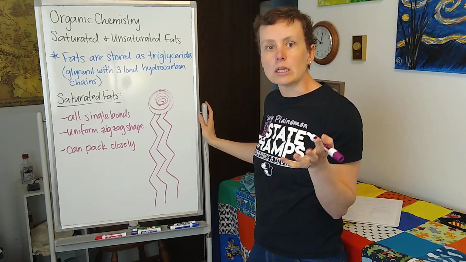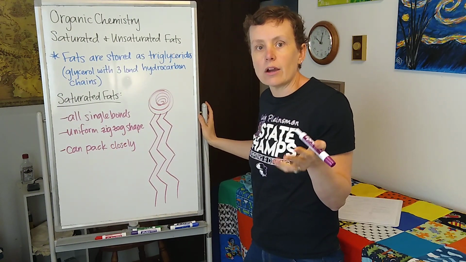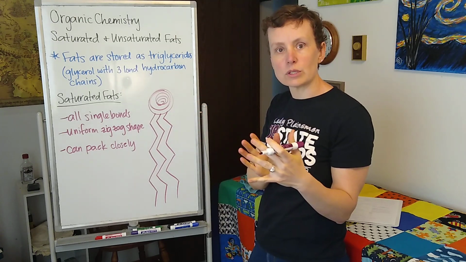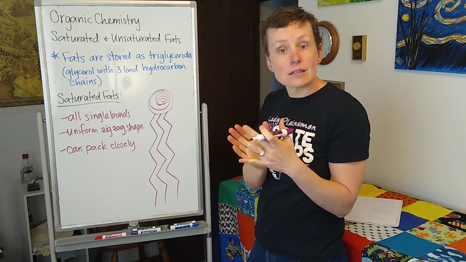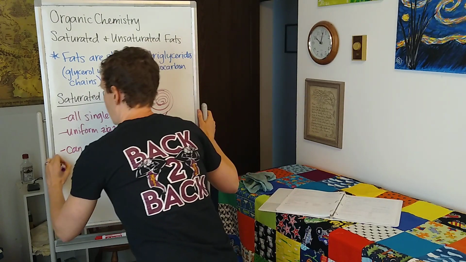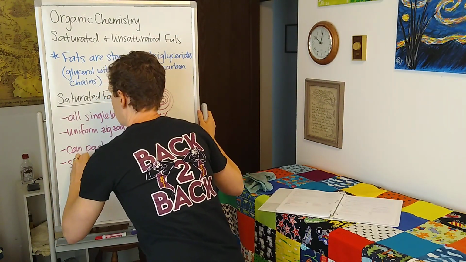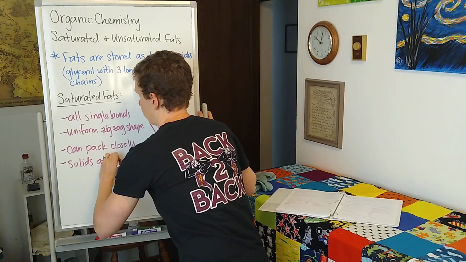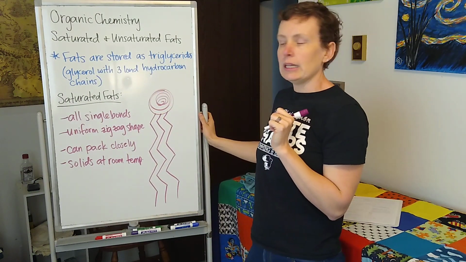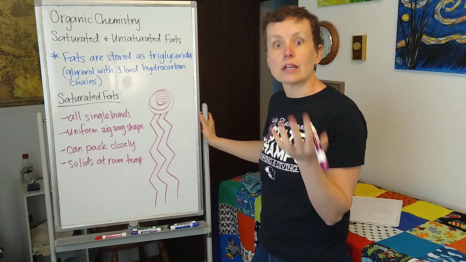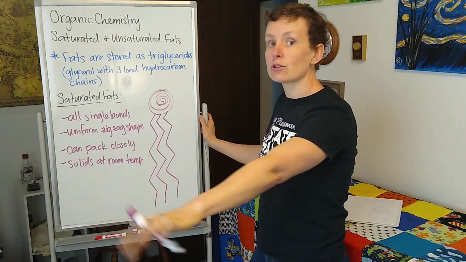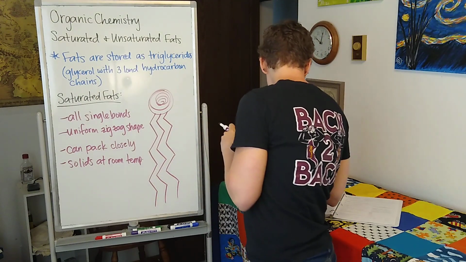Now, when things can pack really closely together, what physical state are they at room temperature? I mean, think about that. If you can smash those molecules really close to each other, they're going to be more dense, and that's going to make them solids at room temperature. So saturated fats are solids at room temperature. Now, most fats that we work with in our kitchens are a mixture of saturated and unsaturated, but if it's purely just the saturated part, it's going to be a solid at room temperature.